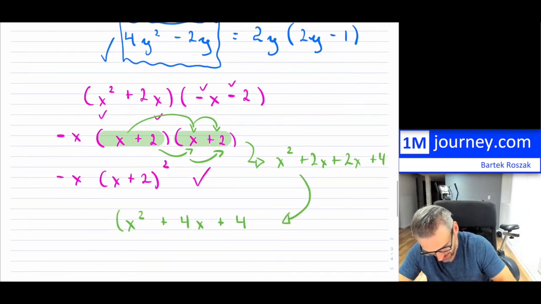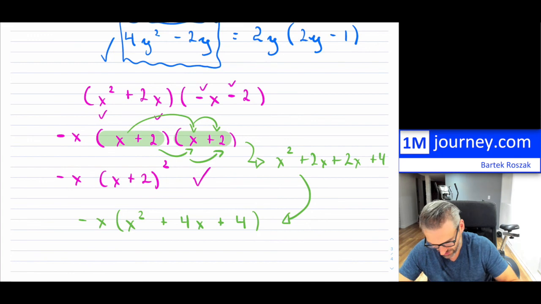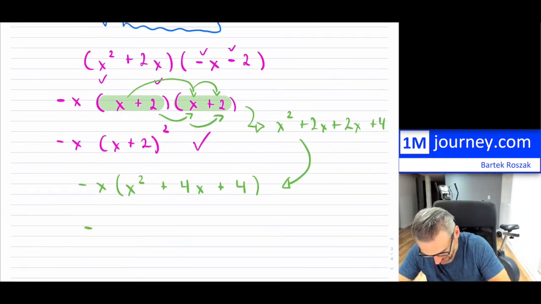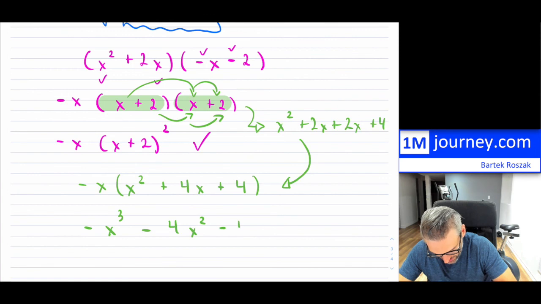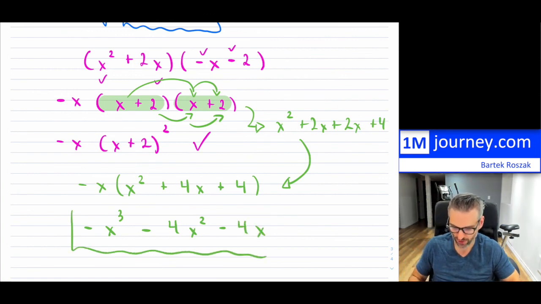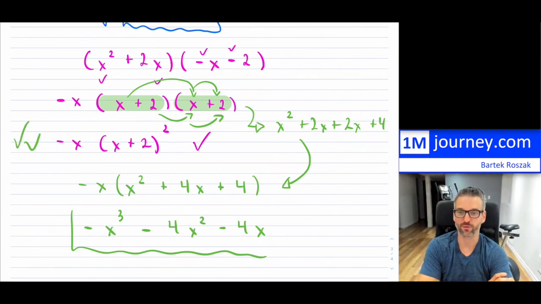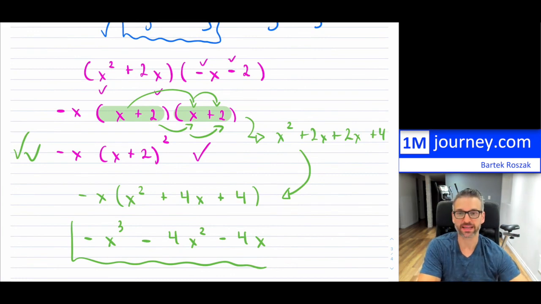And then the negative x. So if you wanted to expand this out in full, that's going to give me negative x cubed minus 4x squared minus 4x. So that's kind of an expanded form. And this one right here was in factored form, so those two are good to go. All right, so that's question number 2, and I hope that makes sense to you.